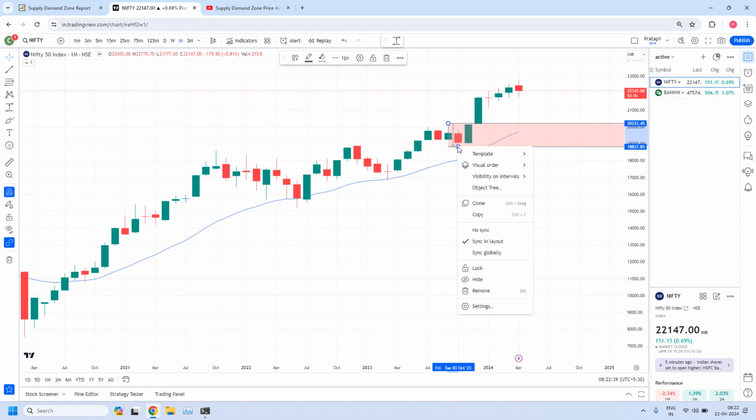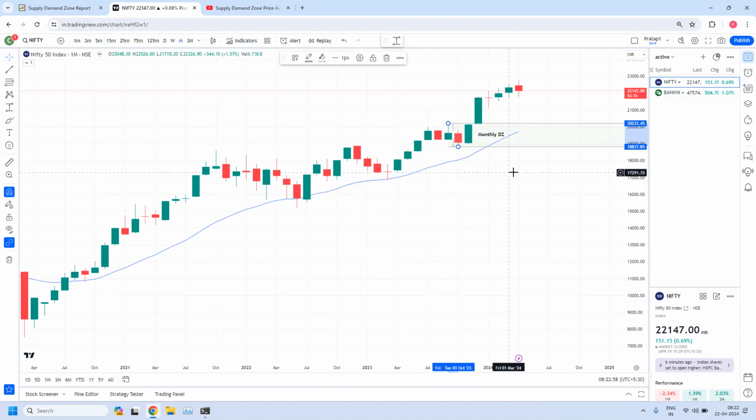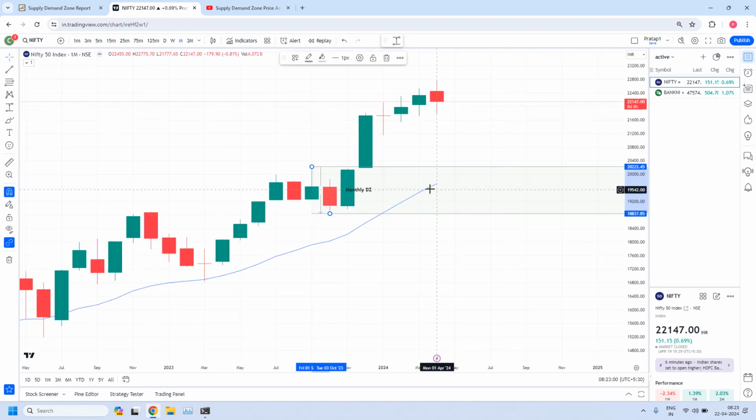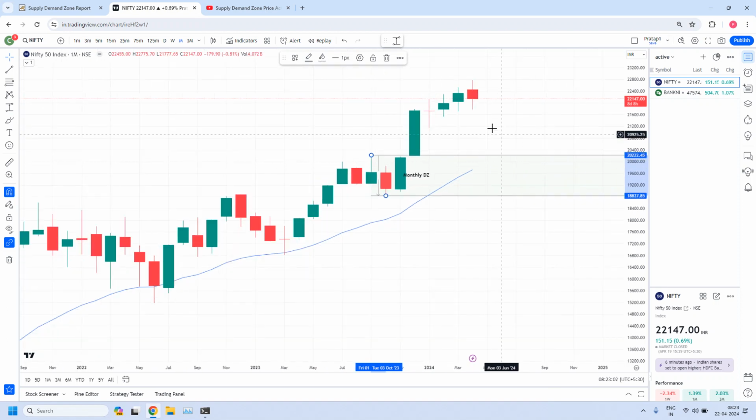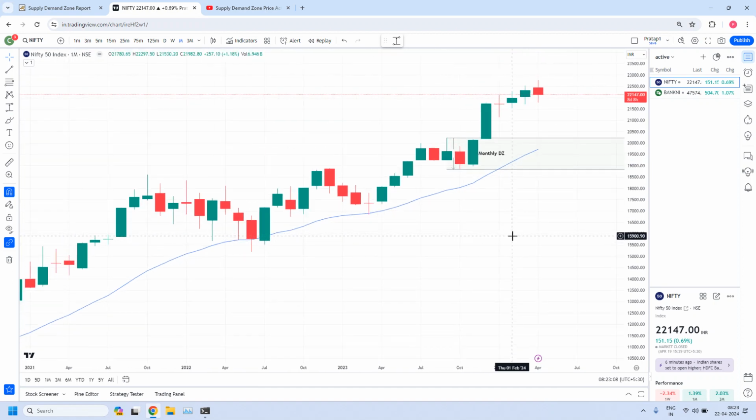So let me change the color to monthly demand zone color. And also let me add the text monthly demand zone. And this monthly demand zone is having daily EMA confluence. And also there is an overextension. This is about the monthly time frame.